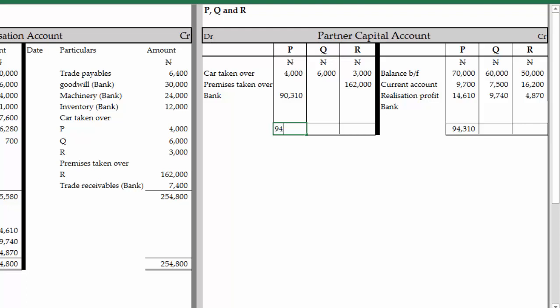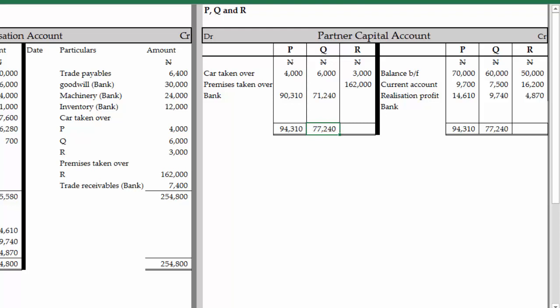Let's move forward. For Q, the total on the credit is 77,240 and on the debit is 6,000. So the deficit is on the debit, 71,240, which will represent the amount we are paying to Q as his final settlement.